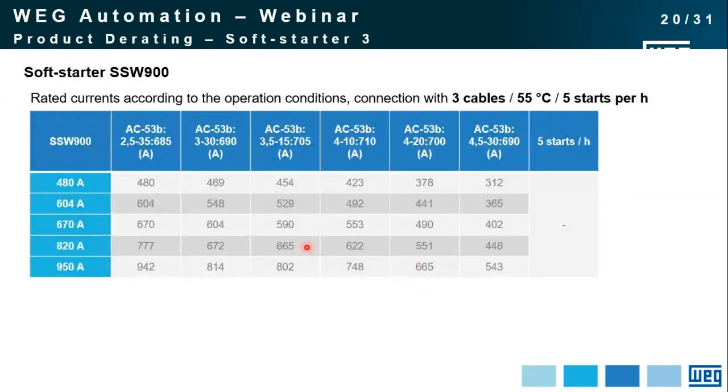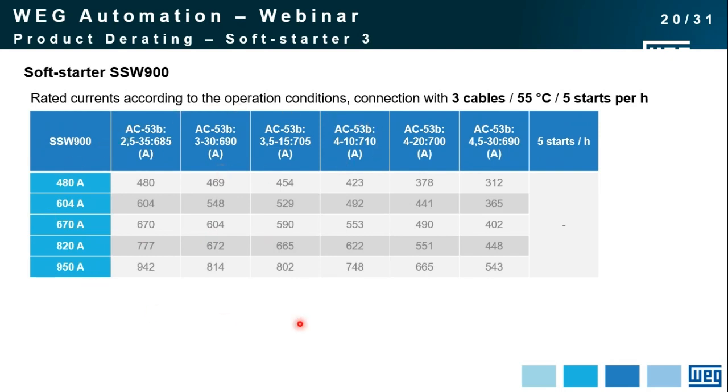So now that we have learned that we have to be very specific with the application of the SoftStarter, we can use a table to derate it. So this table here considers a SoftStarter being connected with 3 cables at 55 degrees Celsius and 5 starts per hour. So here we have some models of SoftStarter 900, and as we go right in this table, we see that the start current goes up: 2.5, 3, 3.5, 4, and on and on, meaning that as we go right, the derating factor is higher.